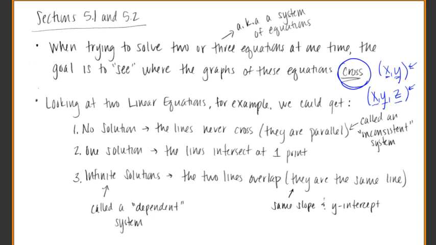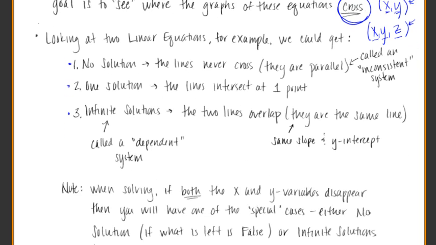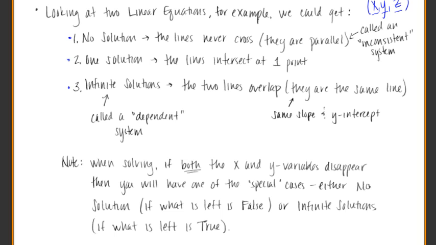When you go looking to solve 2 linear equations, you can get no solution, you can get one solution, so specifically one point where they cross, or you can get infinite solutions. Infinite solutions basically means the lines overlap. They're the exact same line. And how do you notice when it's no solution or infinite solutions? That's what this note is about: if you go through the solving process and all your variables disappear, then you're either going to have no solution or infinite solutions.